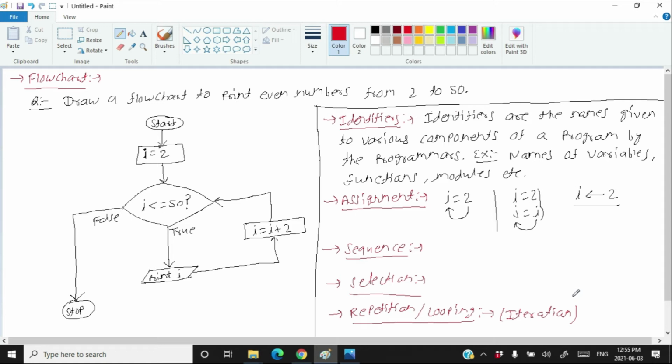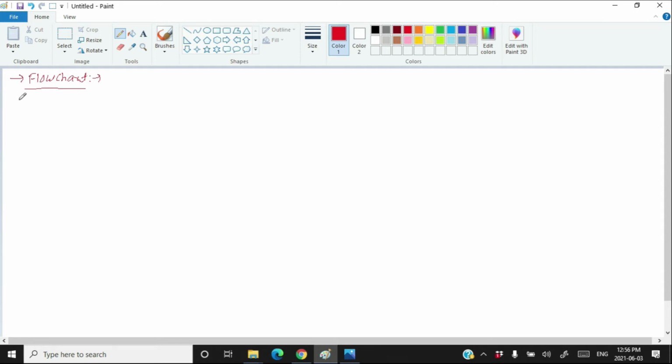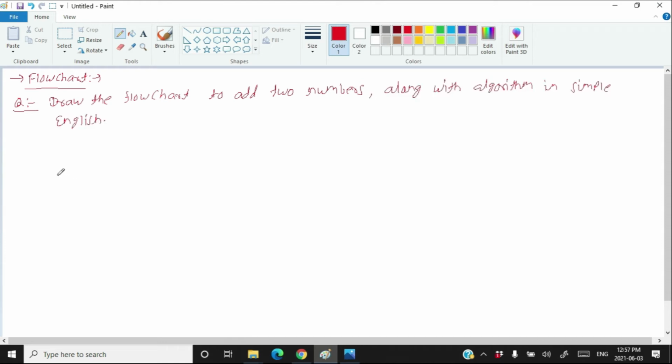Now let's see a few more examples of flowcharts. The question is, draw the flowchart to add two numbers along with the algorithm in simple English. Okay, you have to draw the flowchart to add two numbers along with the algorithm in simple English.